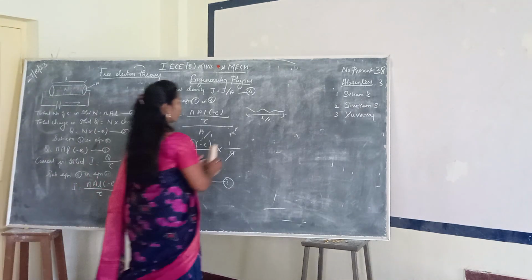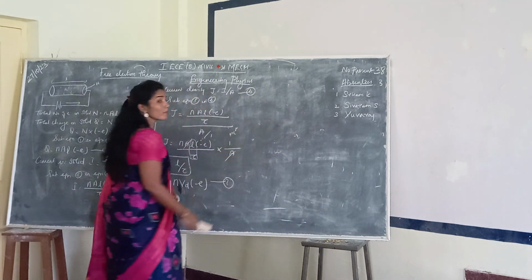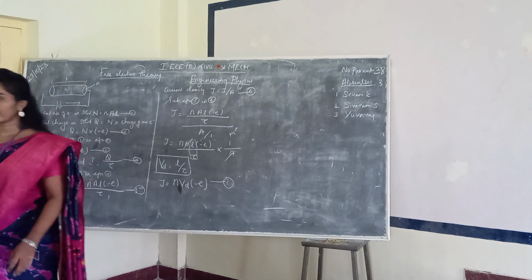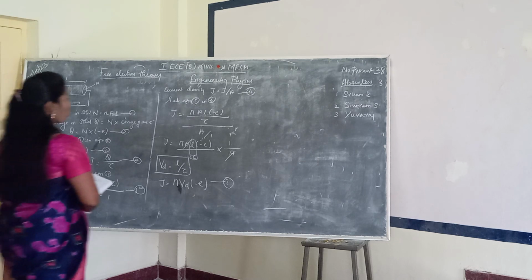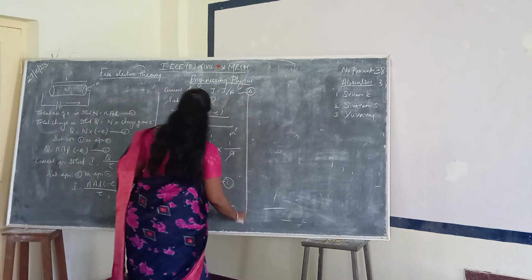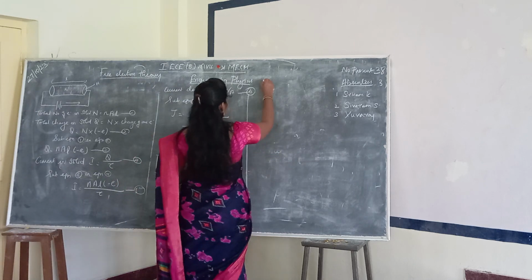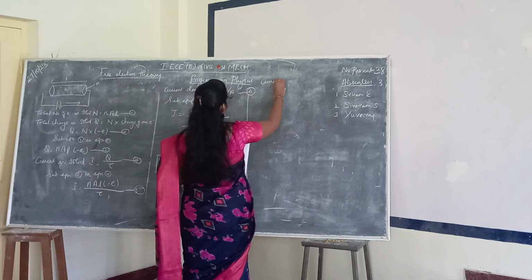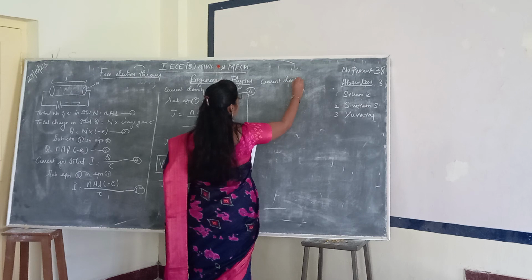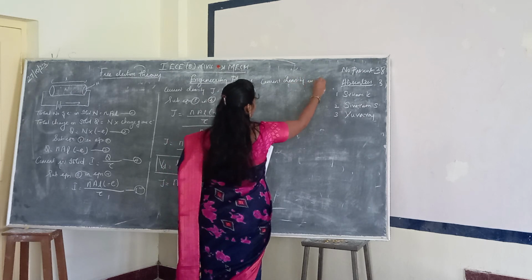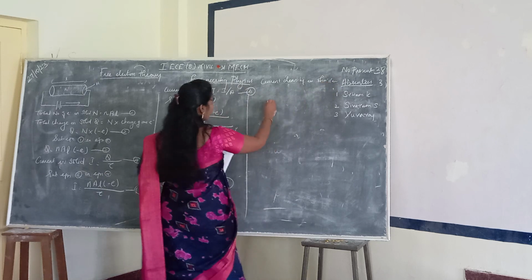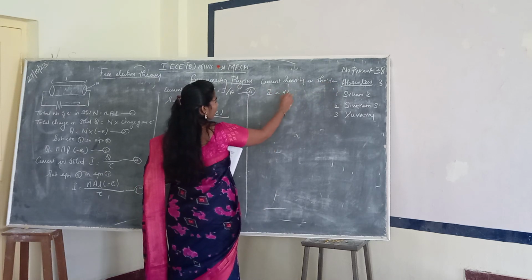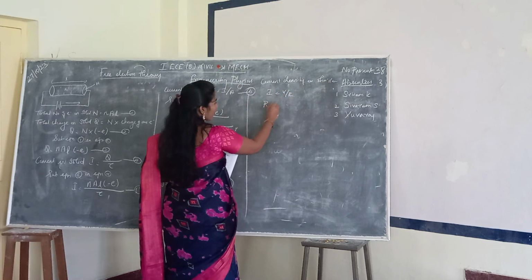Okay, good. So now come to Ohm's law in terms of current density. What is Ohm's law here? I is equal to V by R. What is the resistance value?